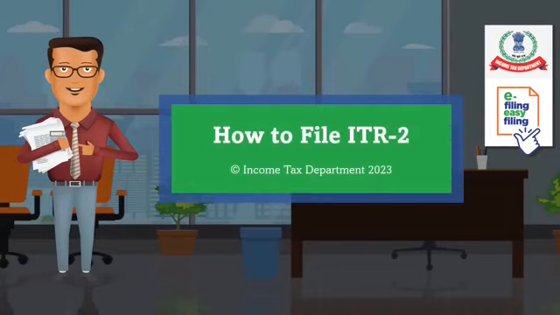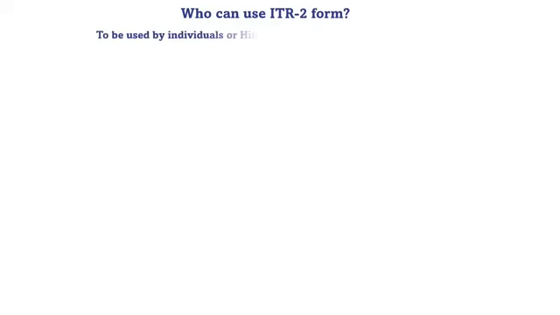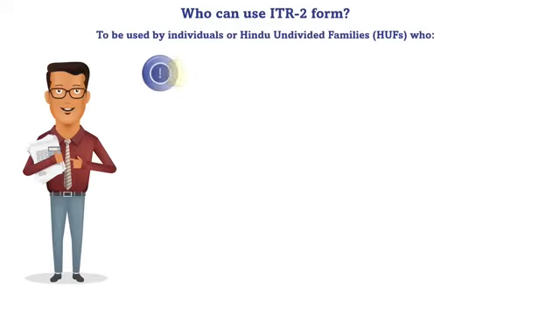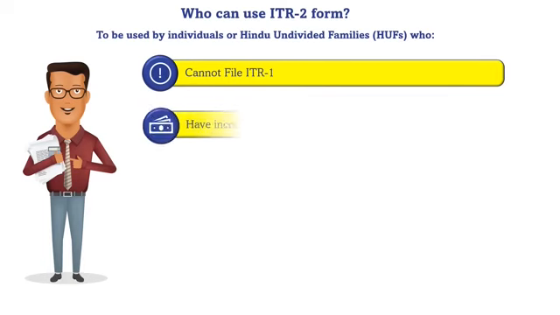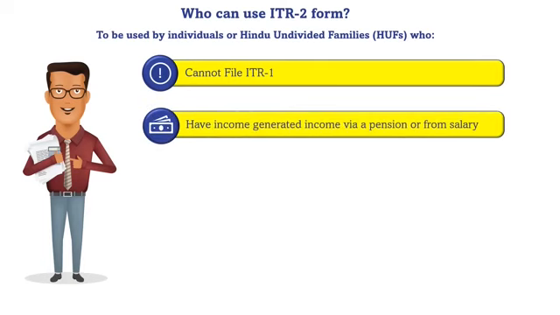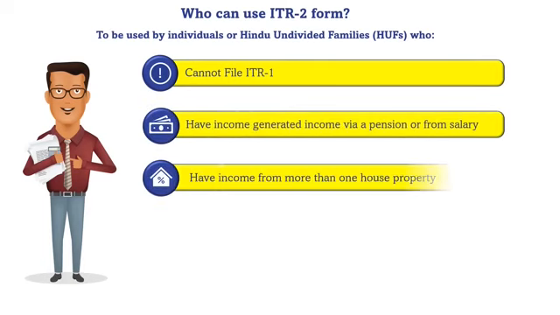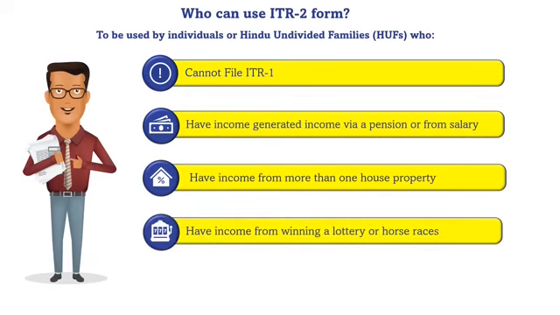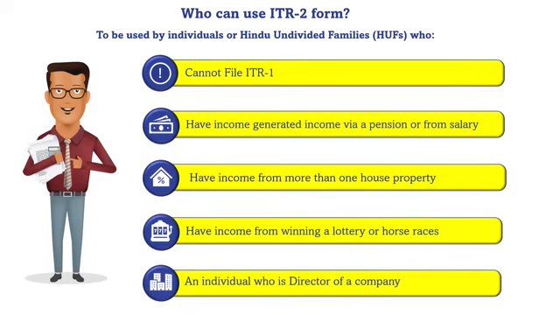This video is on how to file ITR-2. The ITR-2 form can be filed by individuals and Hindu undivided families who cannot file ITR-1, who have income generated via pension or from salary, or who have income from more than one house property, or income from winning a lottery or horse races. An individual who is a director of a company is required to file Form ITR-2.